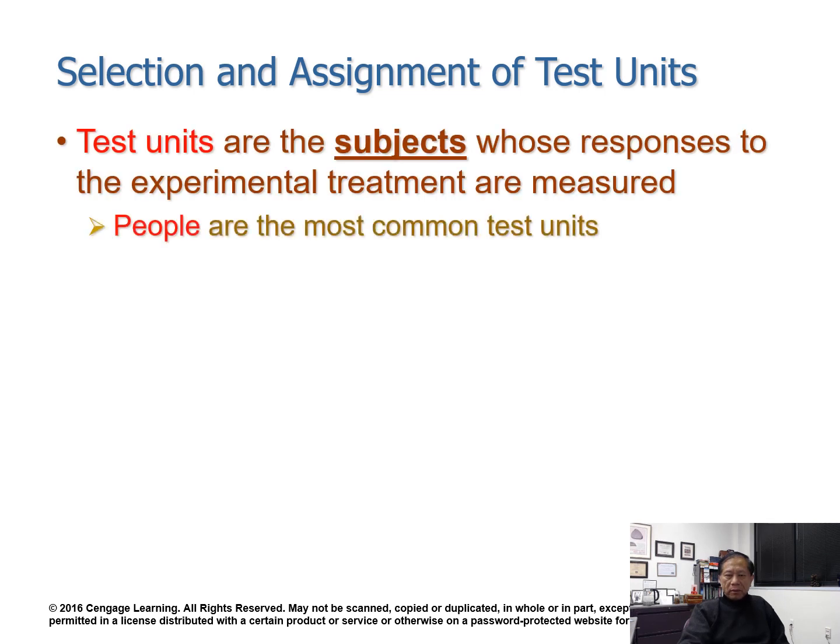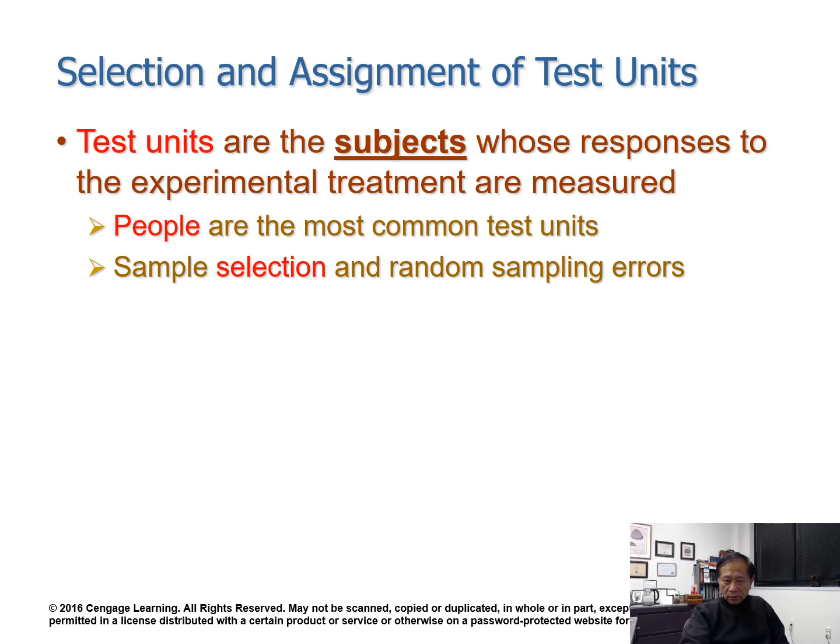Selection and assignment of test units. What's a test unit? Test units are the subjects whose responses to the experimental treatment are measured. Basically, you put people in the test unit in the group. Okay? Then you test their response to the treatment, right? Their purchase intention with regard to different colors or different lighting. People are the most common test units.